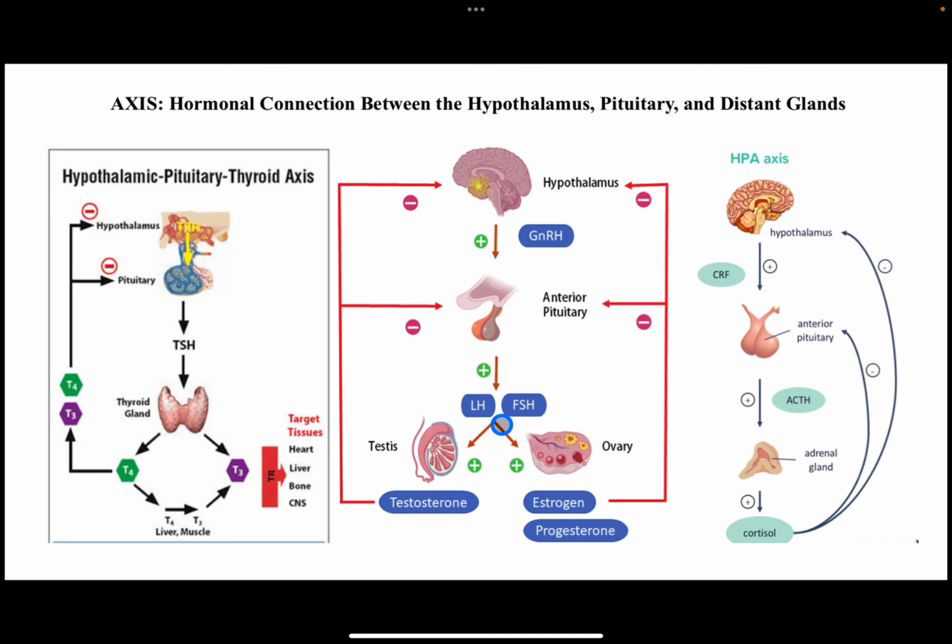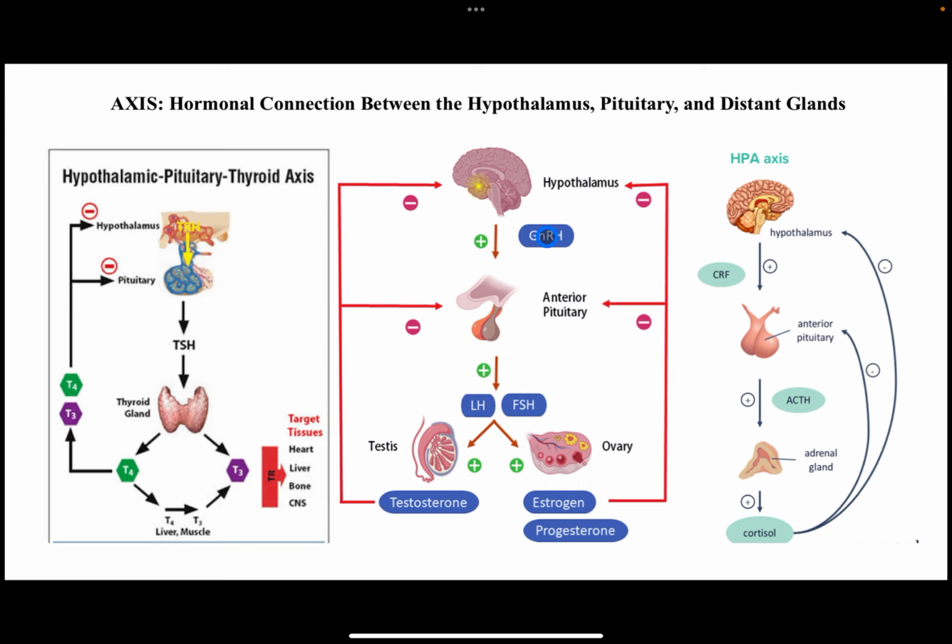Here too, if the hypothalamus releases the gonadotropin releasing hormone, it goes to the anterior pituitary, or basically the pituitary gland, to stimulate it to release luteinizing hormone and follicle stimulating hormone. Then follicle stimulating hormone, on the female side, goes to the ovary to stimulate it to produce estrogen and progesterone. When estrogen and progesterone dominate, they send a negative signal back to the anterior pituitary and the hypothalamus. Then it negates their activity.